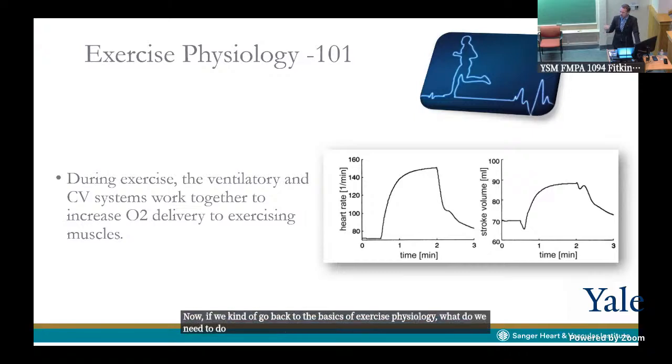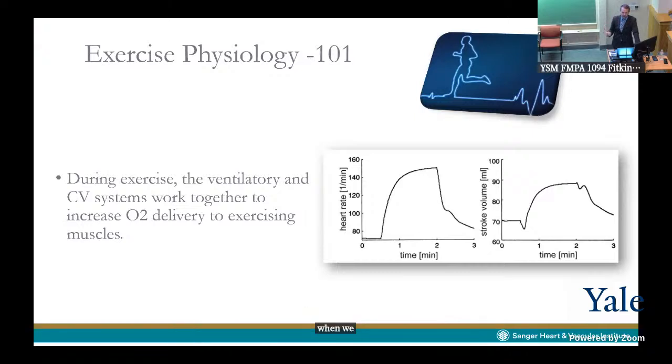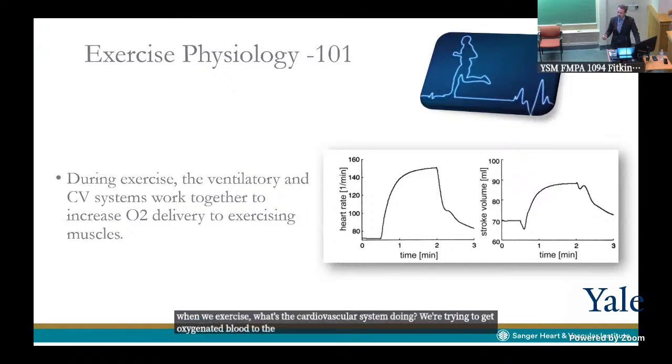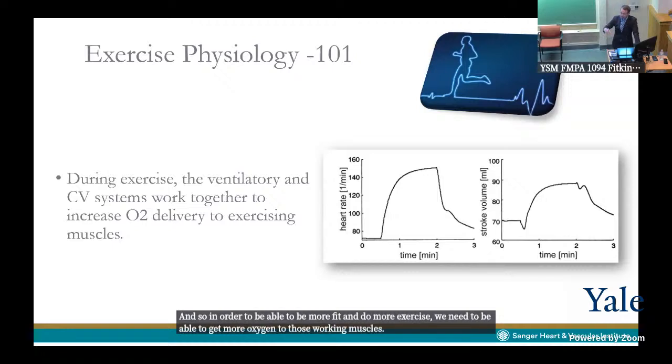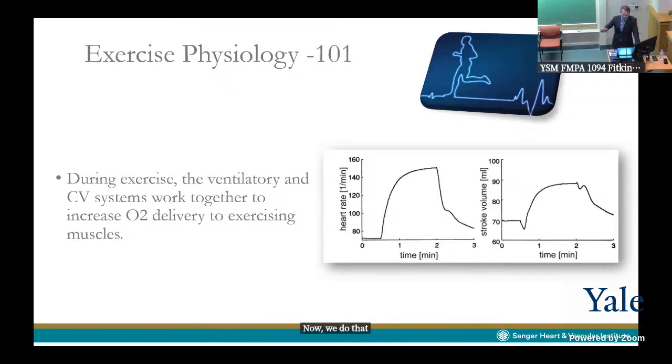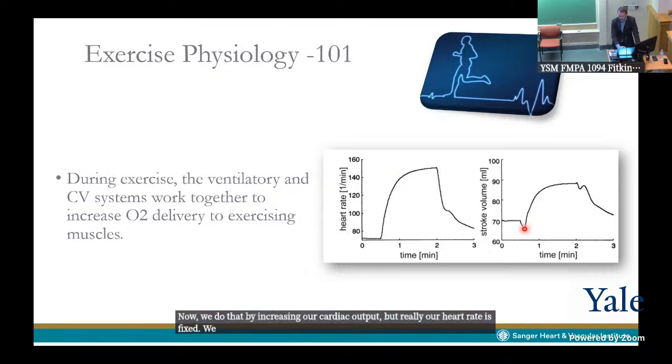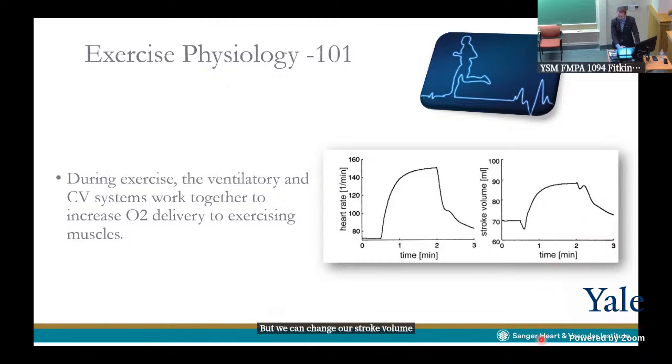Now, if we go back to the basics of exercise physiology, what do we need to do when we exercise? What's the cardiovascular system doing? We're trying to get oxygenated blood to the working muscles. And in order to be more fit and do more exercise, we need to get more oxygen to those working muscles. We do that by increasing our cardiac output, but our heart rate is fixed. We can't really change our heart rate, but we can change our stroke volume. So we can increase the size of the ventricles, and this happens pretty quickly.